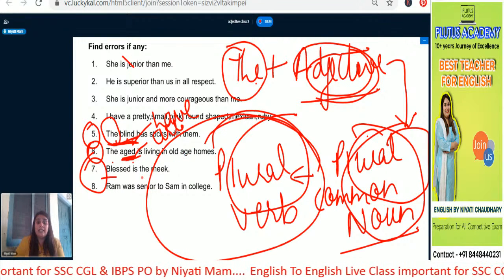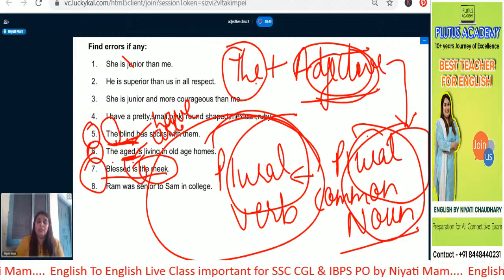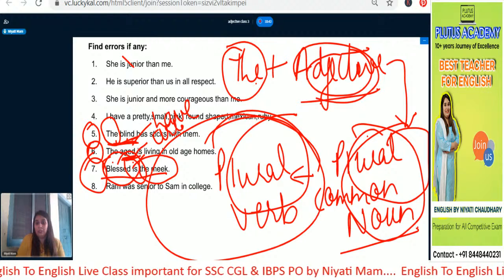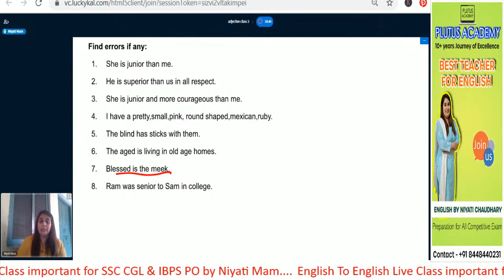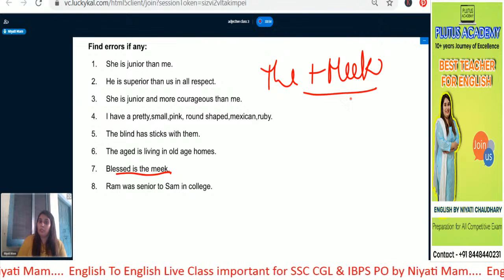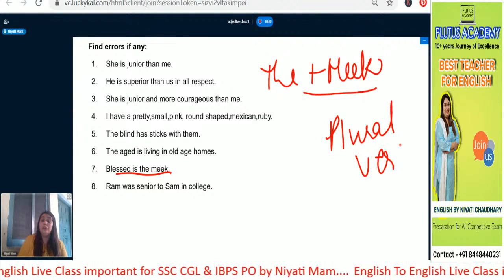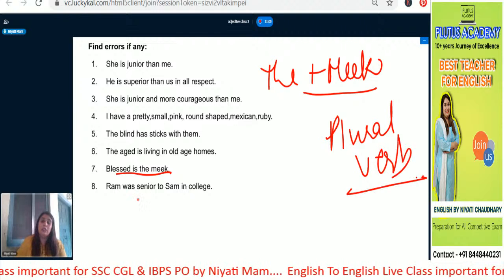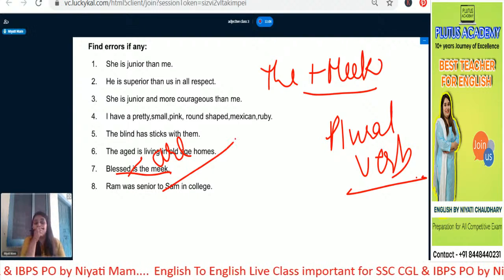Right. Now this sentence is in opposite structure. Like "the meek" is the subject here, "is" is the verb here, and "blessed" is the complement here. So if I talk about "Blessed is the meek," the article "the" plus "meek" is an adjective, and "the" plus adjective is a plural common noun. A plural common noun always takes a plural verb with it, and so the correct sentence is "The meek are blessed."